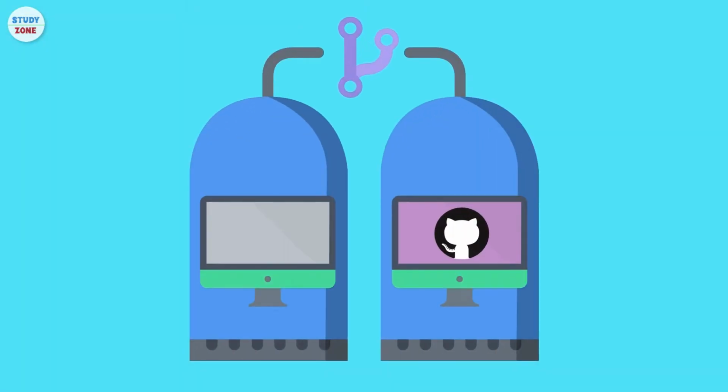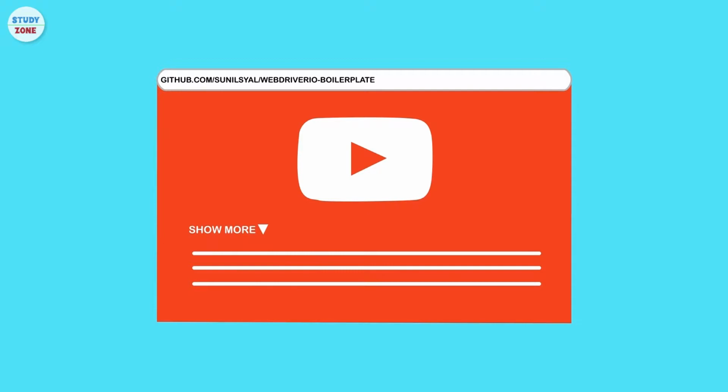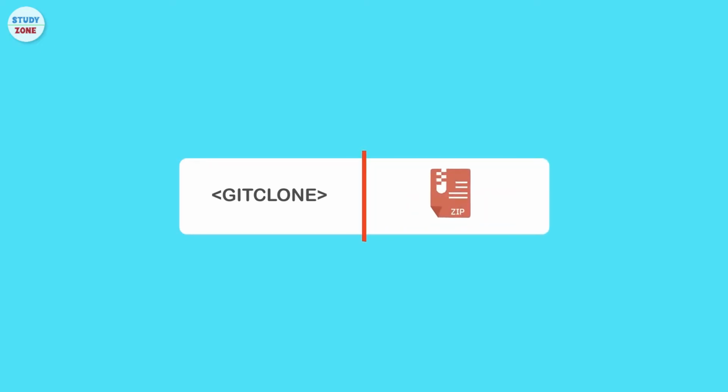Next, we need to clone the repo from Git. Visit this repo on Git. The link is provided in the description section of this tutorial. Either you can clone using the git clone command on your machine, or you can download the zip file and extract it. I'm going to clone it.